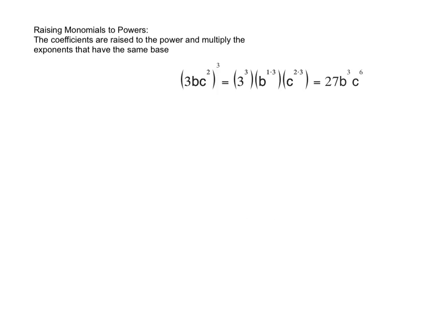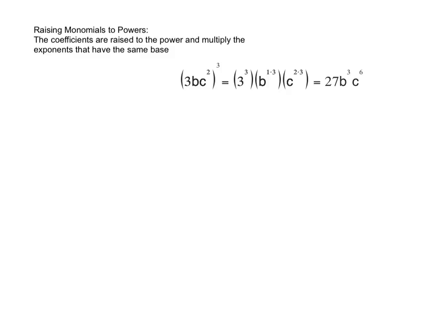Next and last of all, we have raising monomials to powers. When we have a monomial raised to a power, the coefficients are raised to the power, and we multiply the exponents that have the same base. Looking at this example, I have 3bc squared, and that entire monomial is raised to a power of 3. So it's really 3bc squared times 3bc squared times 3bc squared.